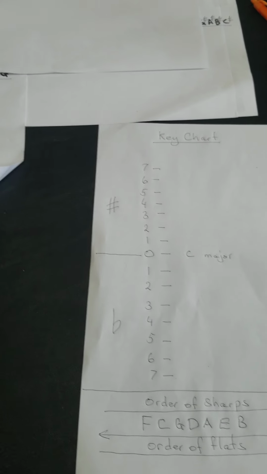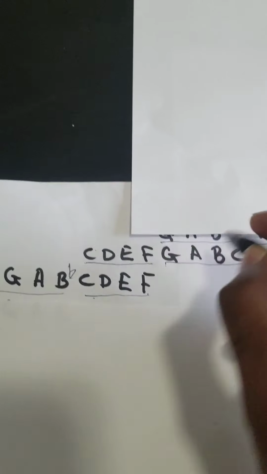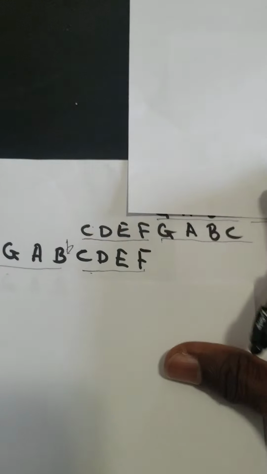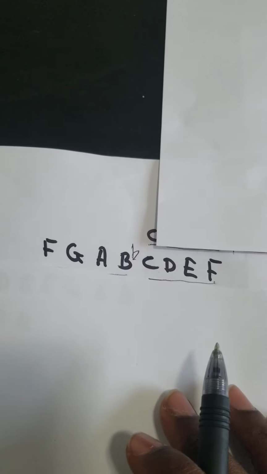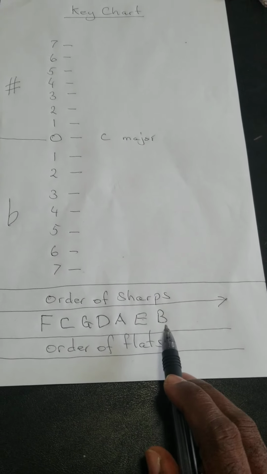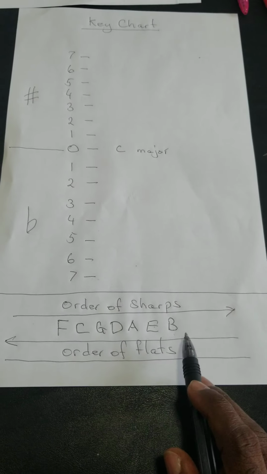Okay, so where are we? Let's come back to our outline of scales, and we're dealing with F major, and we put in the B flat. We've already done that, and we've indicated that B flat is the first flat that happens in music.